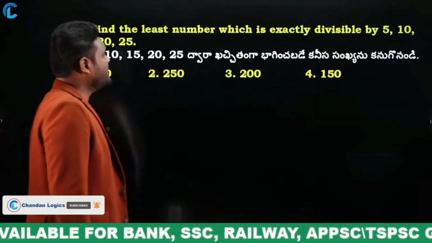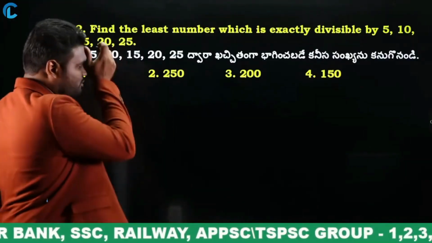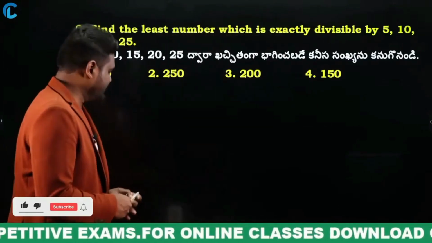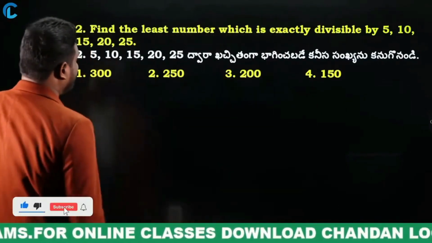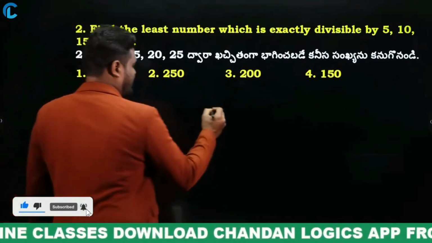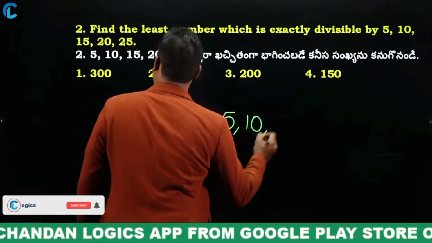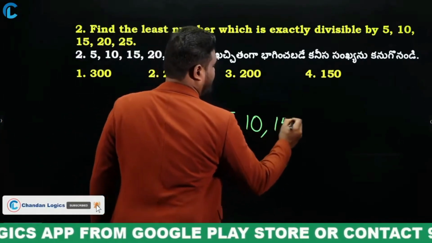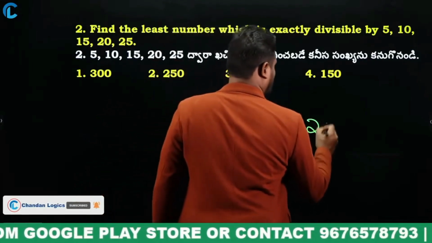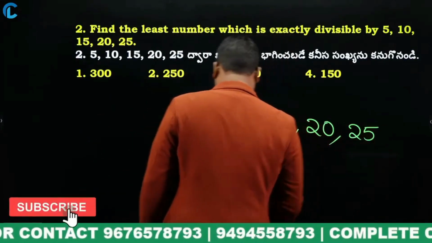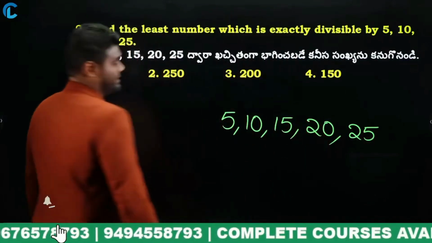Next question: find the least number which is exactly divisible by 5, 10, 15, 20, 25. So here they are asking us to find the LCM of 5, 10, 15, 20, 25. Is it clear? This is what we are supposed to find.